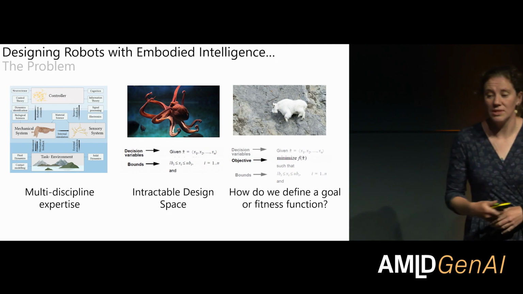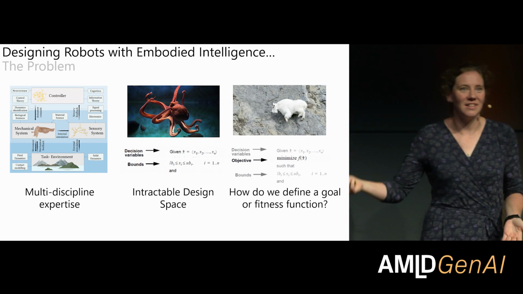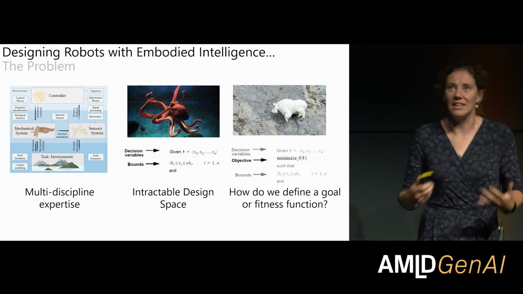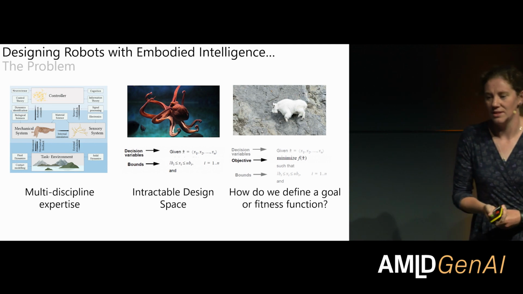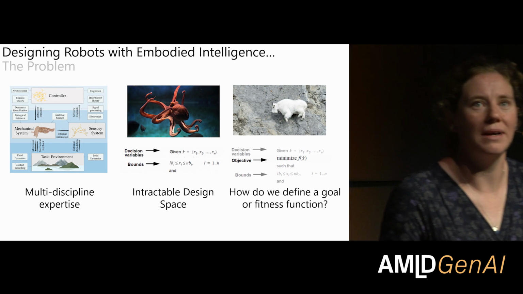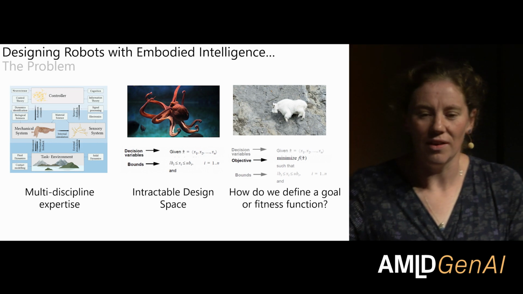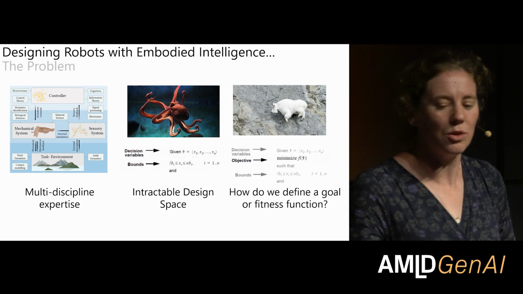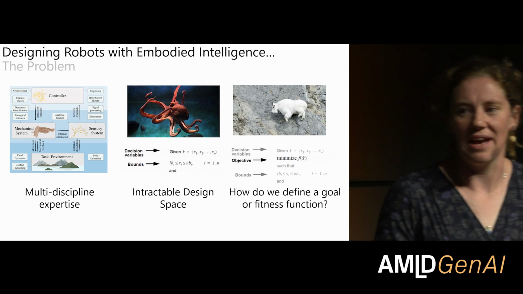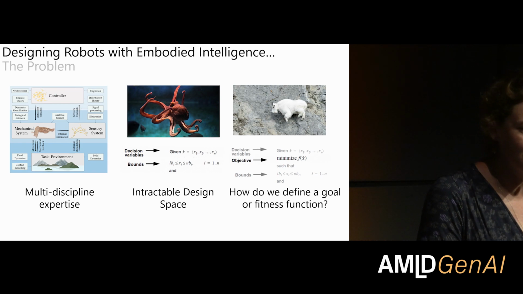It's also an intractable design space. How do I parameterize the design for my octopus, where do I still capture the intricacies and the low-level details which are so important? And also, how do I define a goal or a fitness function? If we want to optimize for something, how do I define something that really qualitatively describes, for example, the capabilities of my goat here to be able to traverse this cliff?